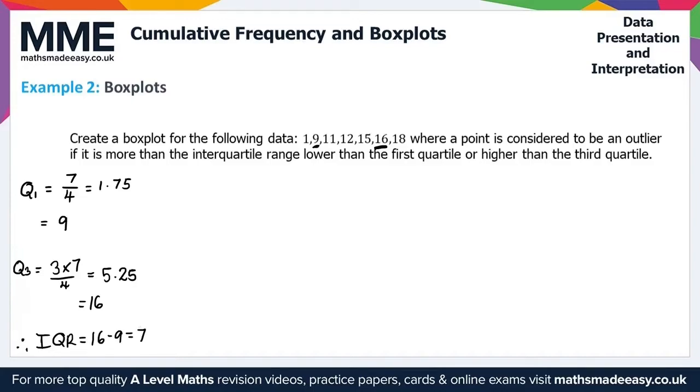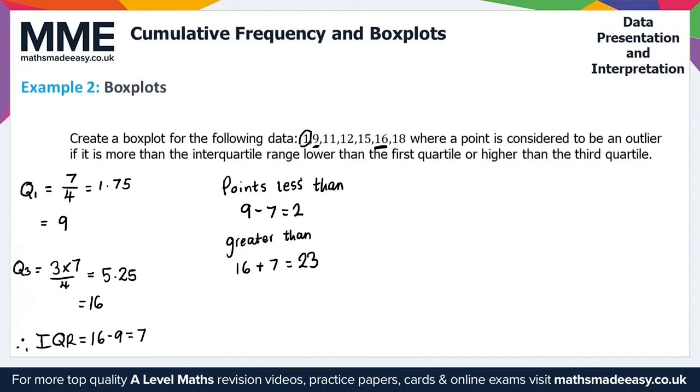So points less than 9 minus 7, which is equal to 2, or greater than 16 plus 7. Okay, Q3 plus this value, so 16 plus 7, which is equal to 23. Anything lower than 2 or greater than 23 here will be outliers. So in that case, we can actually just identify one outlier. This is this one here, okay? That's less than 2, so 1 is an outlier.